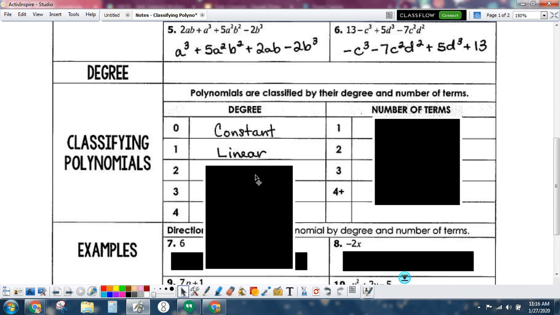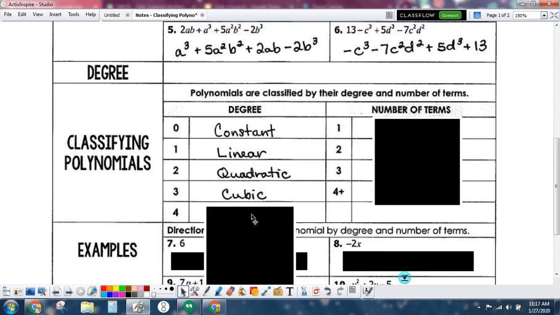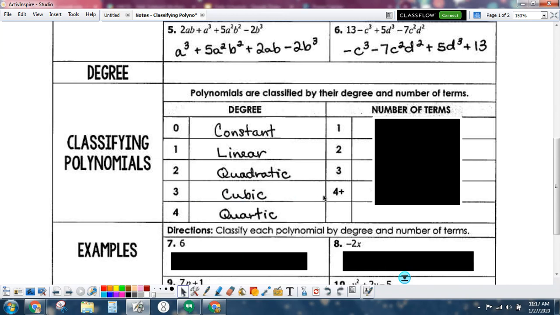So if there's an exponent of just x to the first or a to the first, that's a linear function. It's a straight line. If you have an exponent of 2, that's a quadratic degree. And we'll be talking about that more later. The 3 is a cubic, and 4 is quartic. We're not really focusing too much on cubic and quartic, but it's good to know.